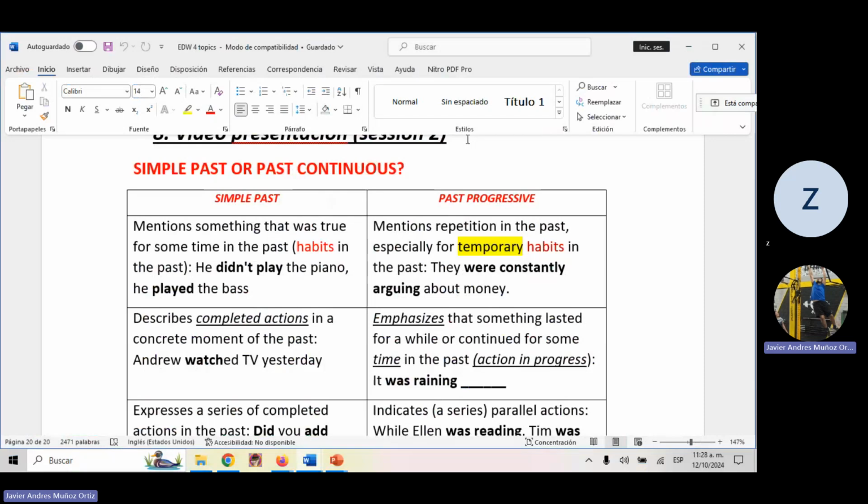So my parents were constantly arguing about money in 2016. So that was in that year because, I don't know, one of them lost his or her job. So it was a difficult moment in their lives, right? In 2021, let's suppose, with the pandemic. So this is the difference. Simple past tense focuses on activities that lasted for a long period of time, but in past progressive, these activities lasted for a short period of time, were temporary.